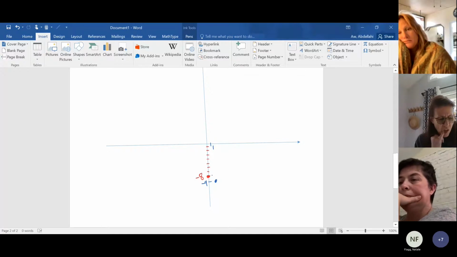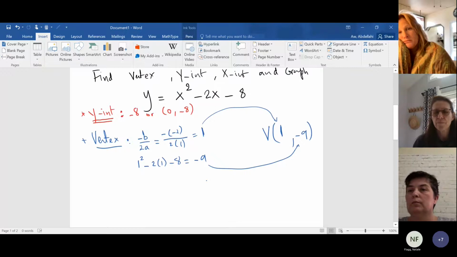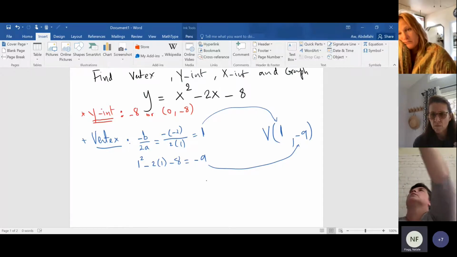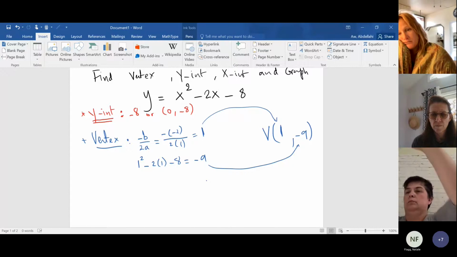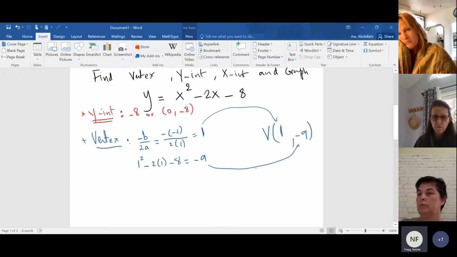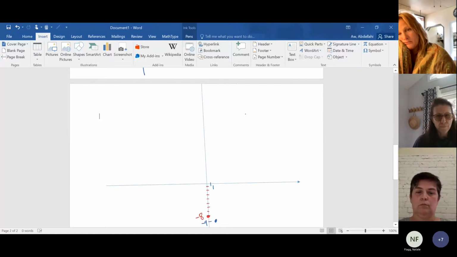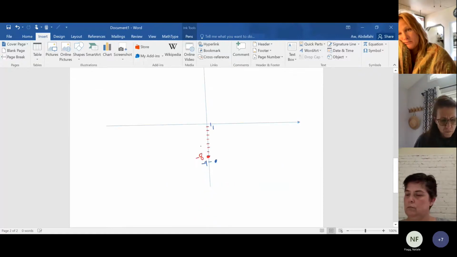This parabola, what do you think? Does it open upward or downward? Upward. What is the deciding factor of that? What number decides if it is upward or downward? The a. How much is a? It's 1, positive, right? So my parabola opens upward, so probably it's going to be like this, okay?